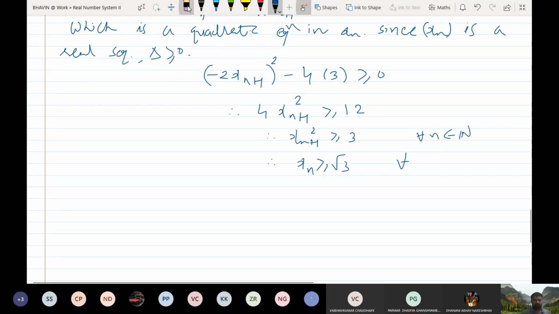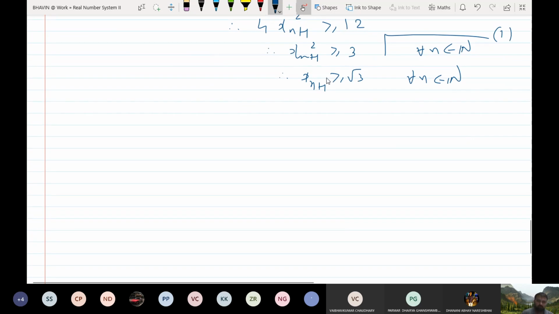So xn plus 1 actually, so root 3 is a lower bound. You may say this to be 1. From this you can say that it is bounded below by root 3. I think such type of example we have discussed previously.